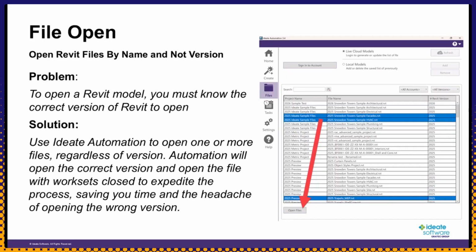In previous versions, Ideate Automation could open Revit files automatically, but now, in Automation 3.4, we've made it even easier. Based on your feedback, we've added this capability directly into the UI under the Files tab. There is no need to set up a task, just select your file by name and Automation handles the rest. This enhancement was inspired by you and it's designed to make your workflow faster and more intuitive.